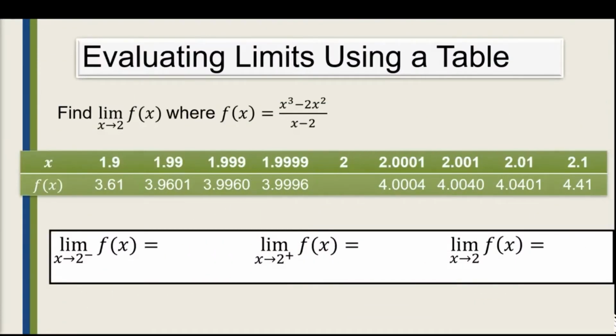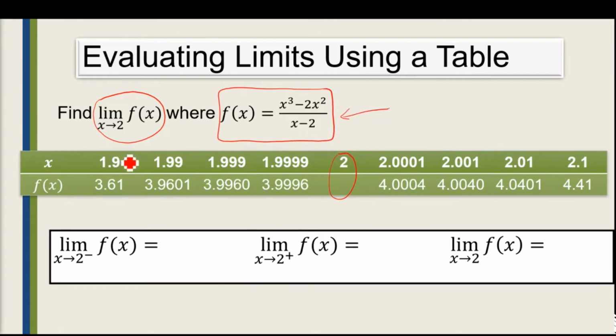Now, another method for evaluating limits is by using a table. So in this example, we're asked to find the limit as x approaches 2 of f of x, where f of x is equal to x cubed minus 2x squared over x minus 2. So on the table, we have x values, and then we have the corresponding function values. Now notice it's blank at 2 because this function is actually undefined at 2. If we plug in 2, we would be dividing by 0.